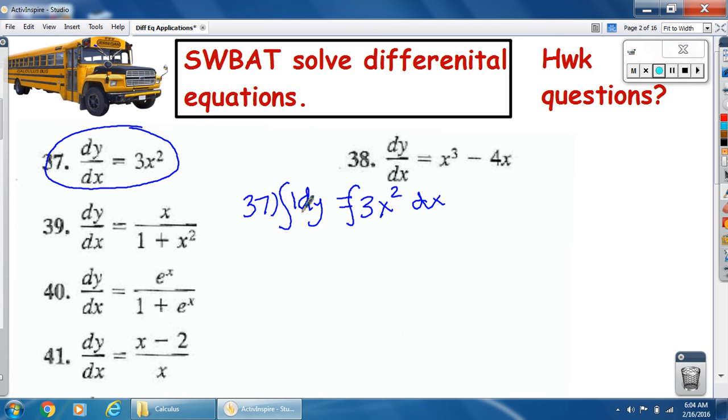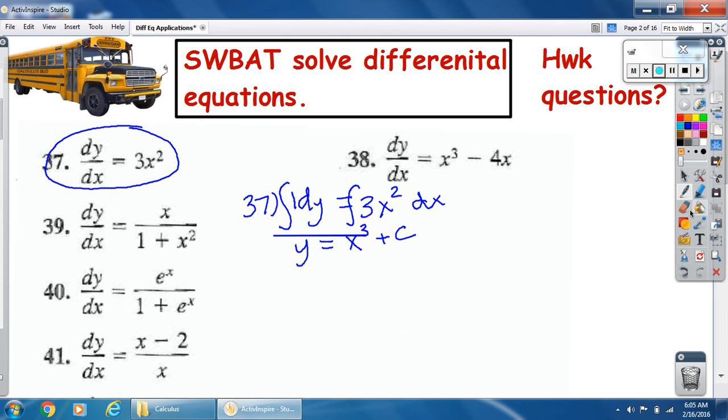Remember, there's an understood 1 here, and we're finding the antiderivative of 1 in terms of y, so we get y. On the right-hand side, when we find the antiderivative, we're going to use the power rule. So we're going to increase the power by 1 and divide by that new power, and then we're going to have a plus c. So that one's pretty easy and pretty straightforward.